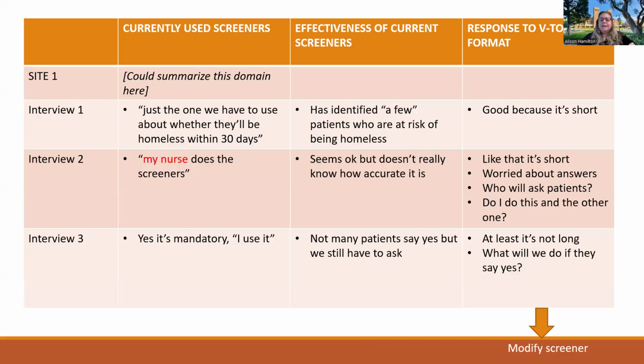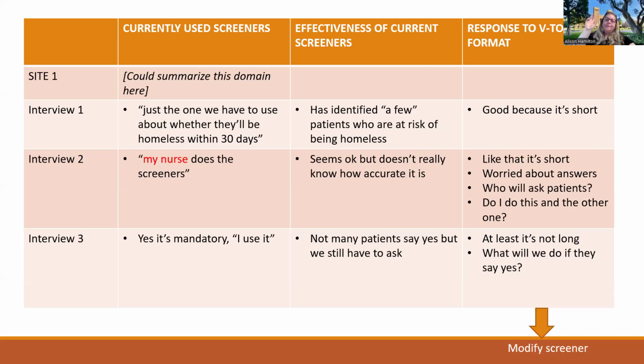So this is an example of a matrix from the same project that just has a little bit more data in it. And so you see on the right, what we were really using for our immediate purposes was the response to the format. And we see pretty much at a glance that everyone likes that it's short, at least it's not long. People are concerned about the answers. What will we do if they say yes? What do we do with this and the one that they were already doing, the mandated one?